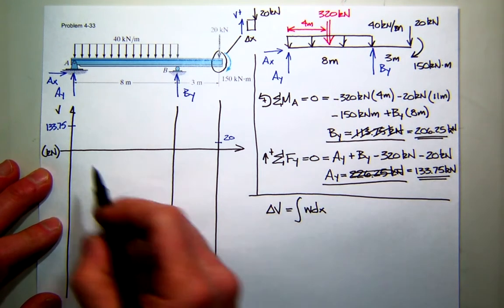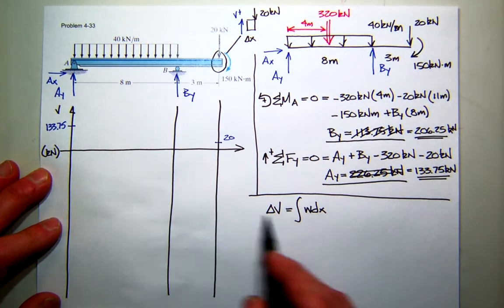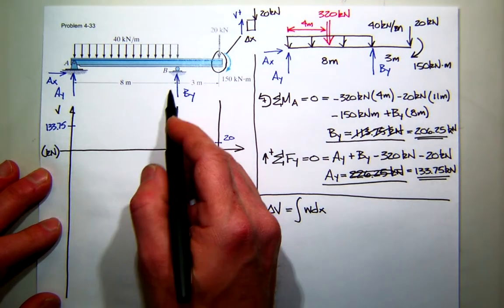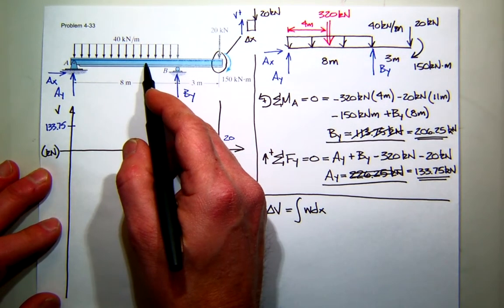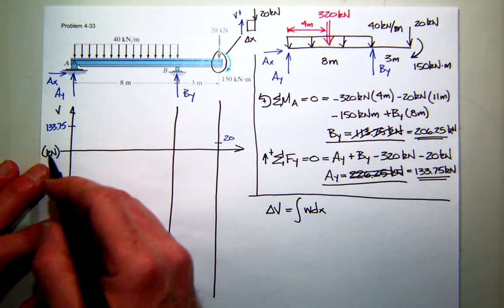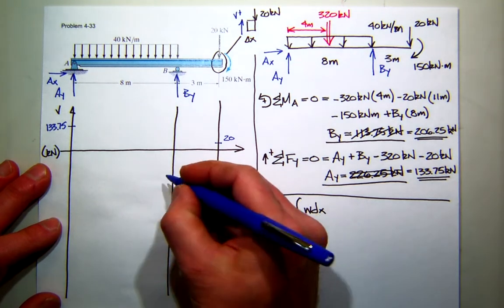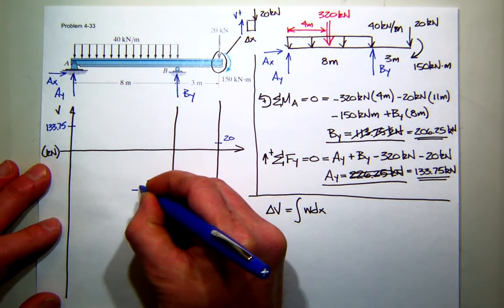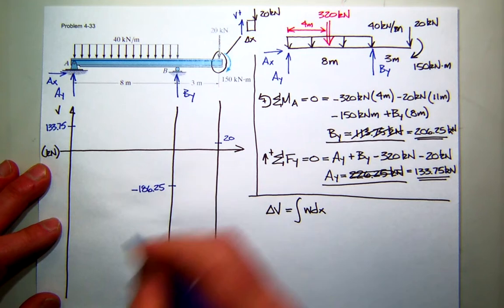So what is the change in shear from A to B? Should be the area under the load diagram, and that is 320, and it's negative. So what's 133.75 minus 320? Negative 186.25. Okay?